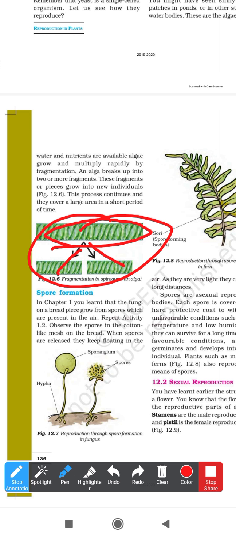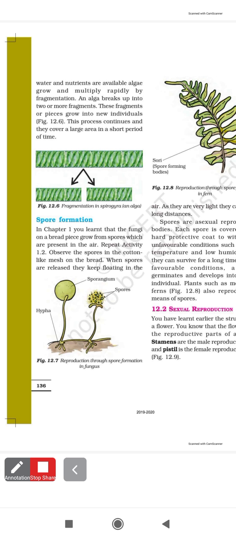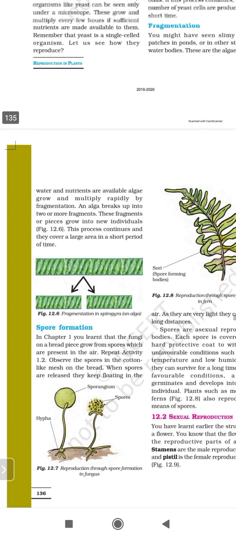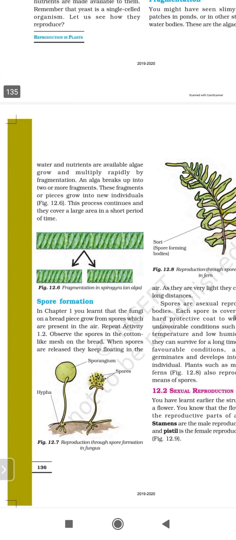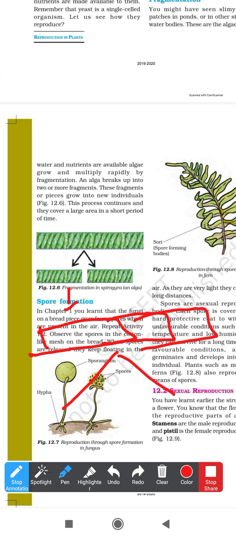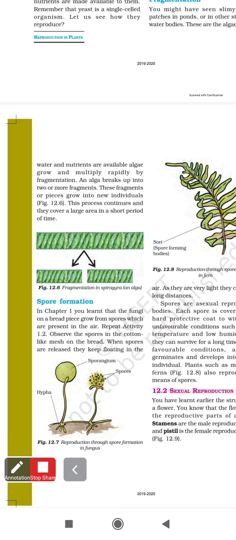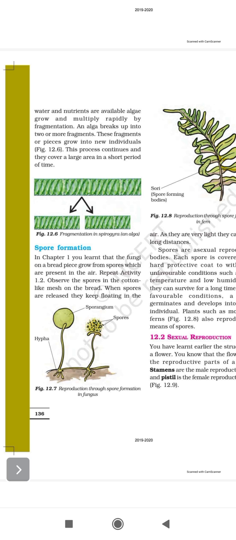Algae is one organism which you will study in higher standards. What is algae, fungi, protozoa? These are microorganisms which you will study in detail in higher standards. So in fragmentation, two parts will occur with the help of water and nutrition available, right? Now this will again grow bigger. After that again it will come into two parts. So the same continues.